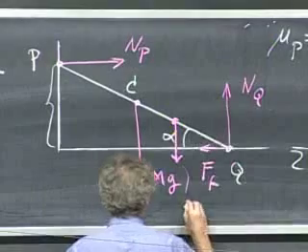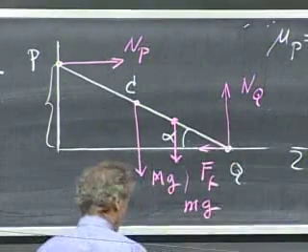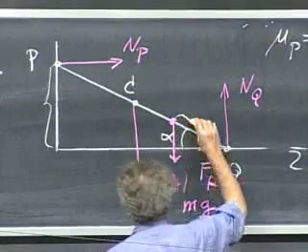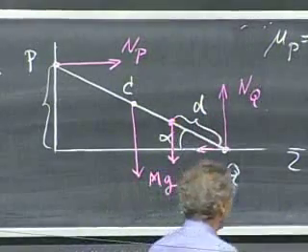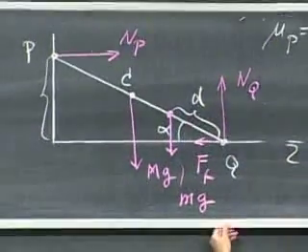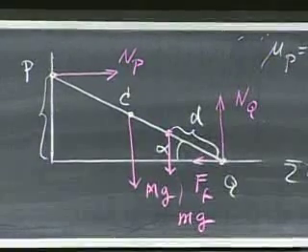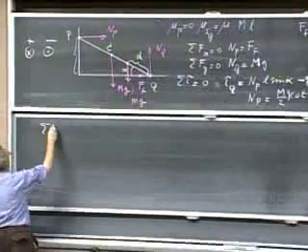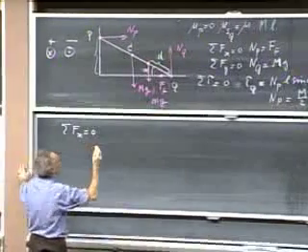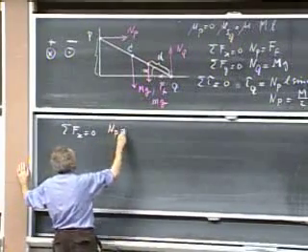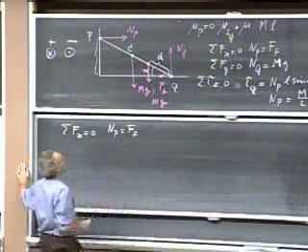So this force here is little mg, and let's make this distance d. And now we're going to redo all these calculations. We start completely from scratch. The sum of all forces in the x direction has to be 0. No change. N of P must be F of F.